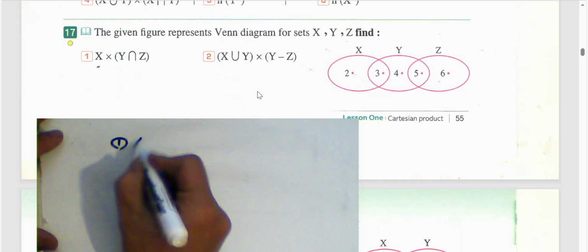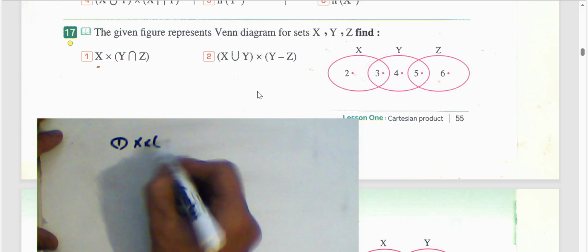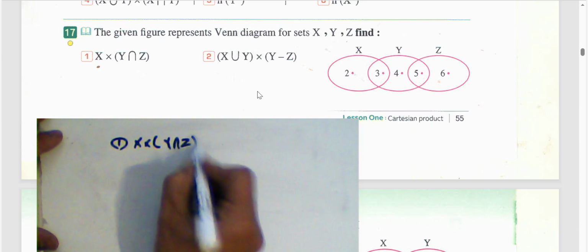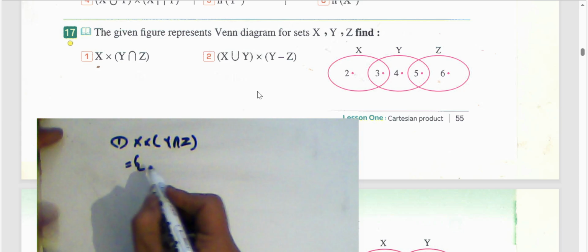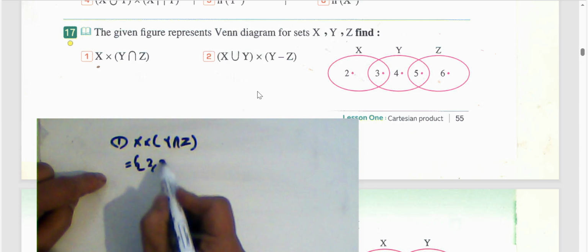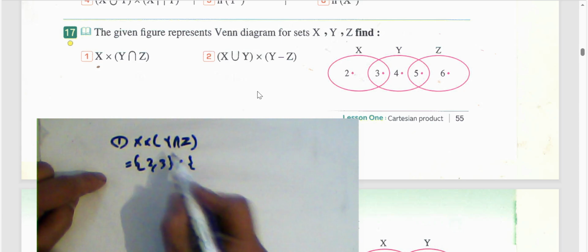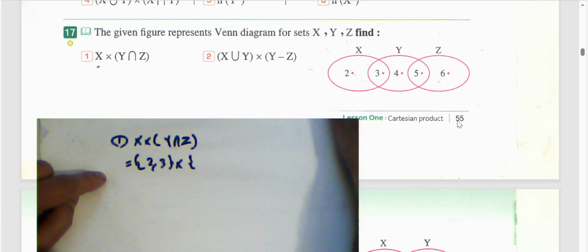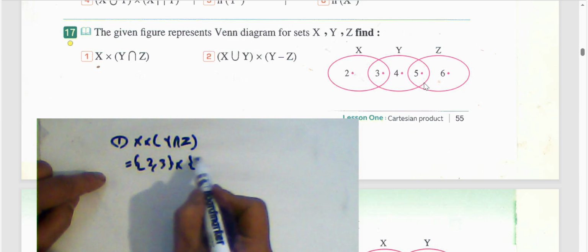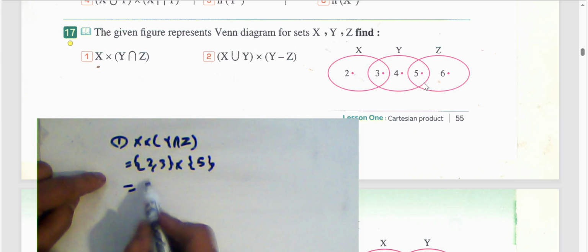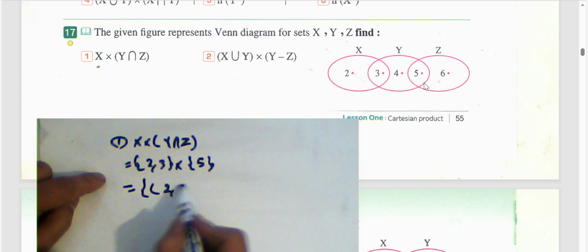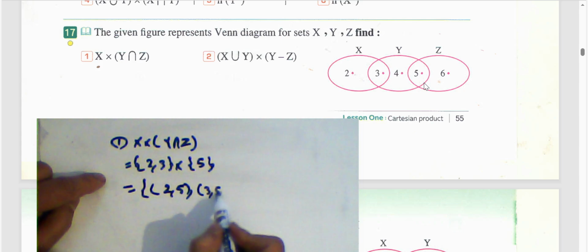Number 1, x Cartesian product by y intersection z. The element of x was 2 and 3. Intersection between y and z is 5. The first is 2 and 5, and second is 3 and 5.